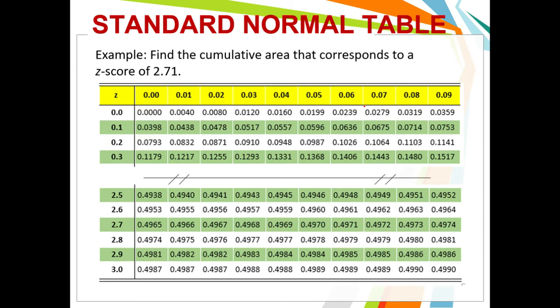Okay, so let's have more example. Okay, so halimbawa, find the cumulative area that corresponds to a z-score of 2.71.